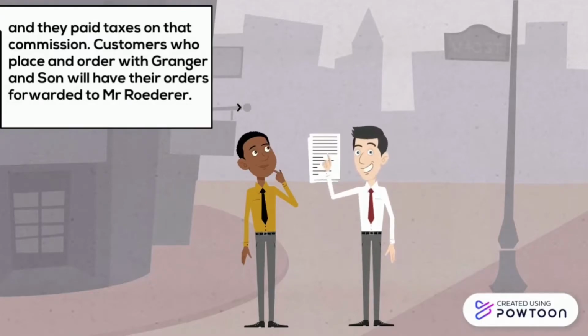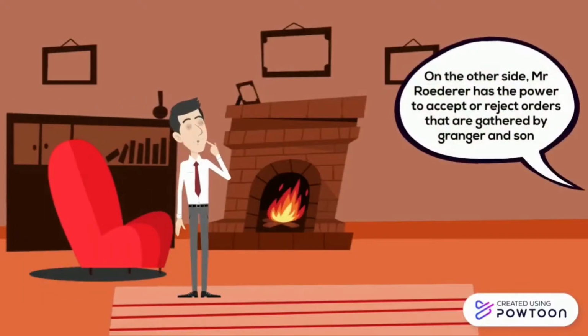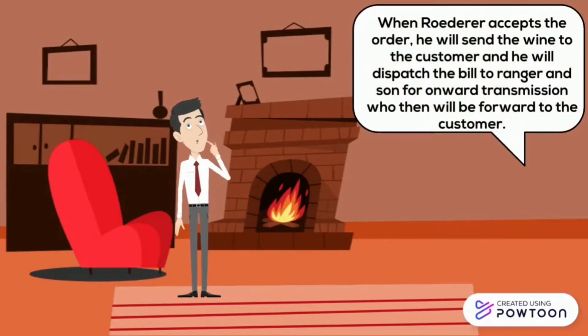Customers who place an order with Grainger and Son will have their orders forwarded to Mr. Rodra. On the other side, Mr. Rodra has the power to accept or reject orders that are forwarded by Grainger and Son. When Mr. Rodra accepts the order, he will send the wine to the customer and he will dispatch the bill to Grainger and Son for onward transmission to the customer.